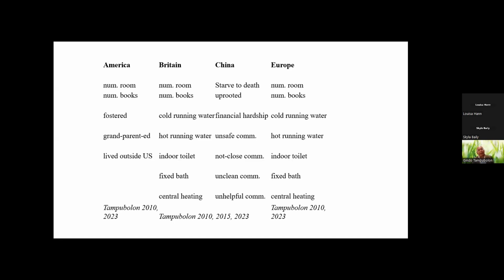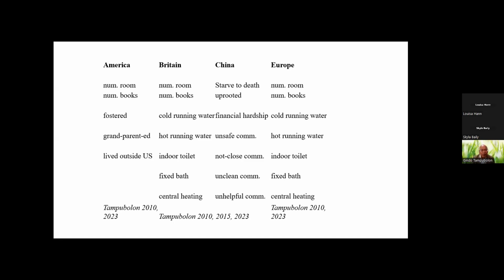And in America, they ask different sets of questions than in Britain, than in China, than in Europe. So I'll lay them out for you. There are some similarities, but some differences too. So number of rooms, number of books, whether someone was fostered or whether the grandparent looked after them, or whether they lived outside the US when they were 10 or 11. In Britain, in addition to the number of rooms and the number of books when they grew up at age 10 or 11, whether they had cold running water or hot running water, whether they had an indoor toilet, fixed bath, central heating, and so on.